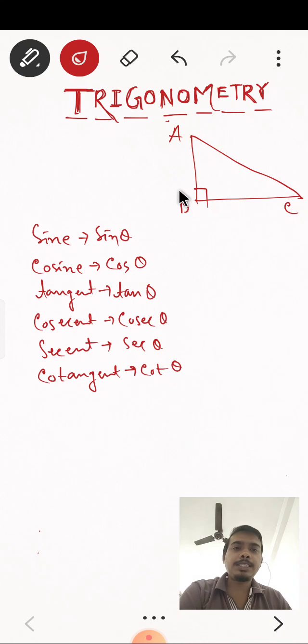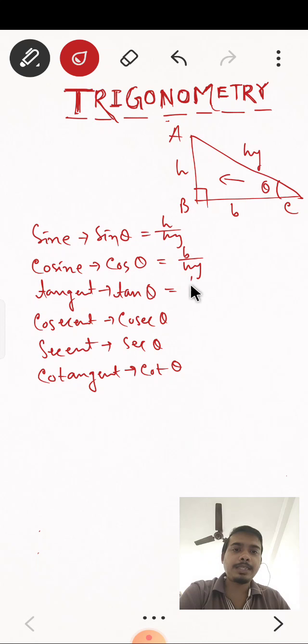Now what is theta? Theta may be the angle of this or this. Okay, now let us take this as theta. If we take this as our angle of interest, then it is an important point to remember that the opposite side of this theta angle will be our height. Now the opposite side of 90 is always the hypotenuse, so this is the base. Now we define sin theta as height by hypotenuse, cos theta as base by hypotenuse, tan theta as height by base, cosec theta as hypo by height, sec theta as hypo by base, cot theta as base by height.